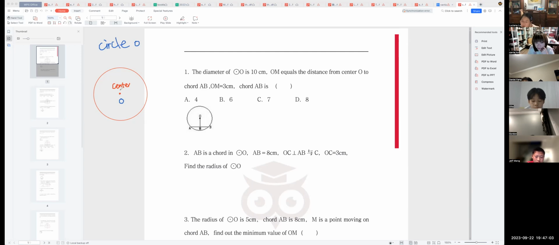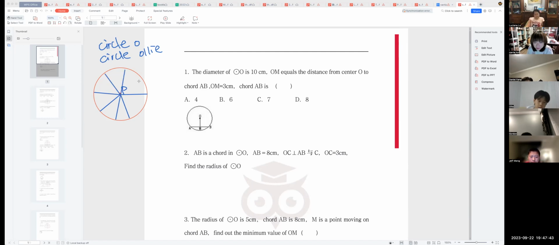Okay, so if I name the center as Ollie, so this is circle Ollie. If the center name is P, it's circle P. So the name of the center decides the name of the circle. And there's a very important thing: the distance from the center to the circle is always the same, or not the same? Very good. It's always the same.